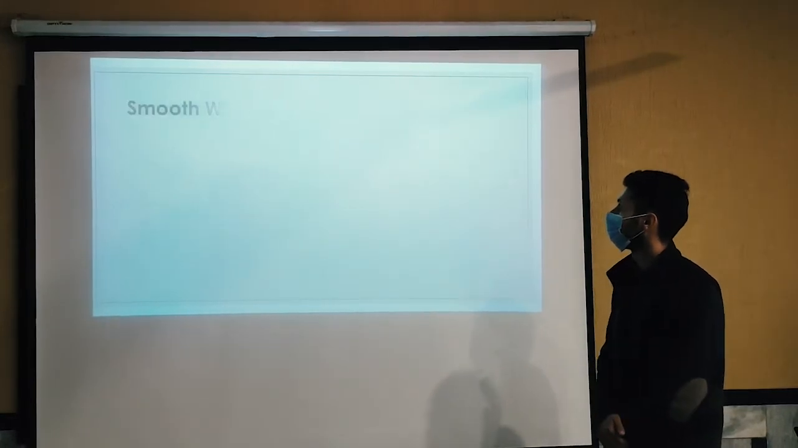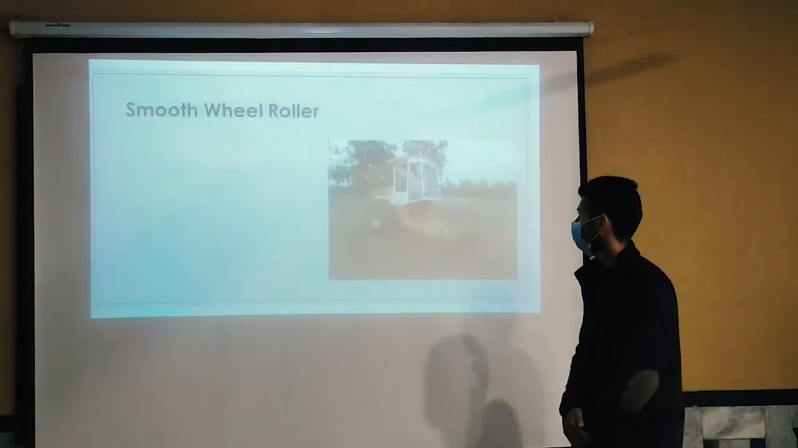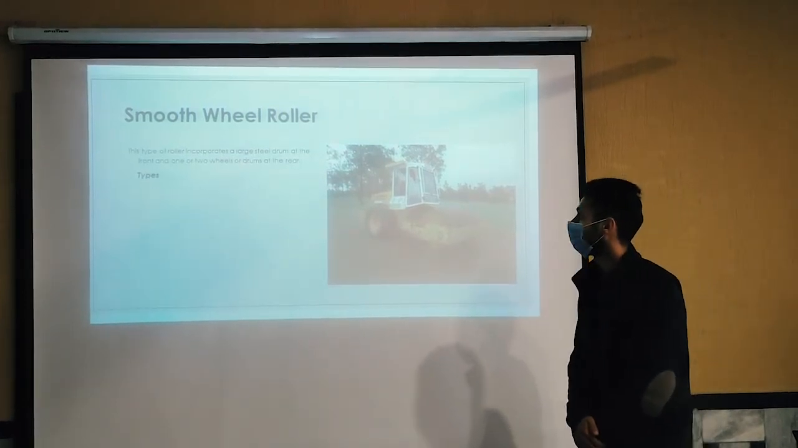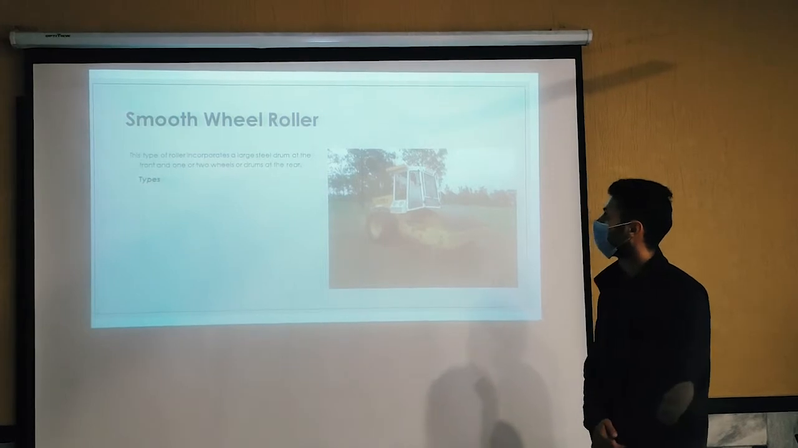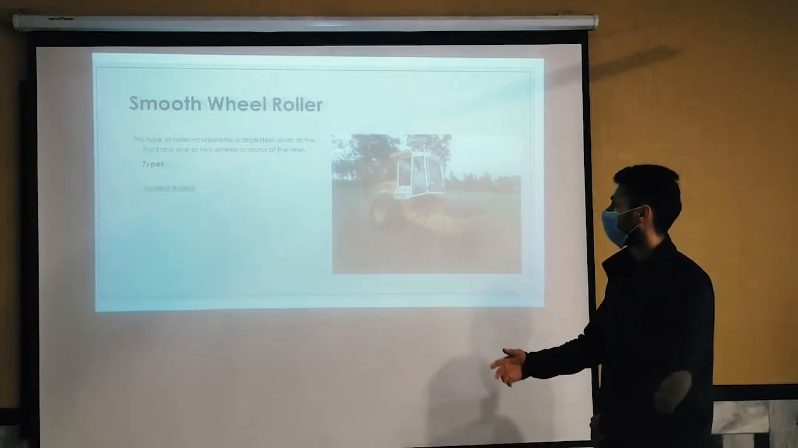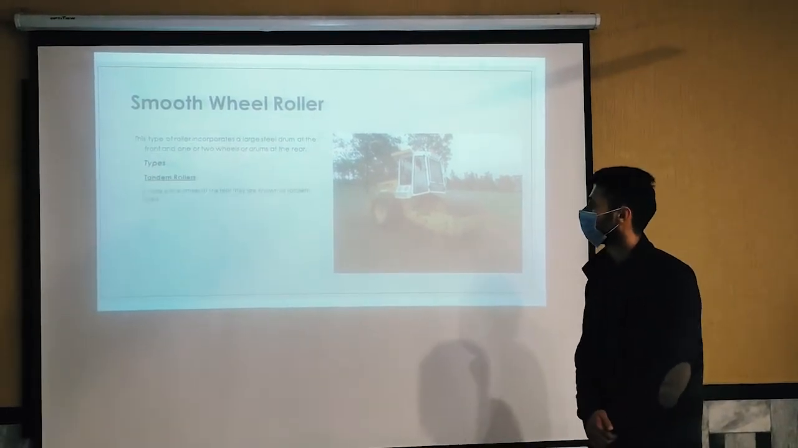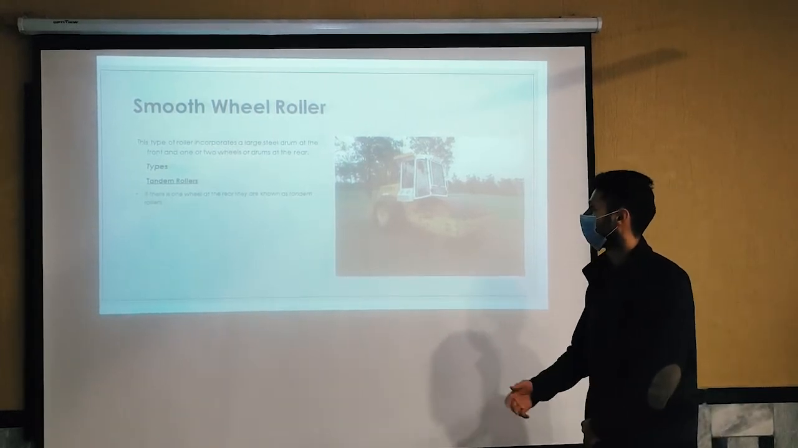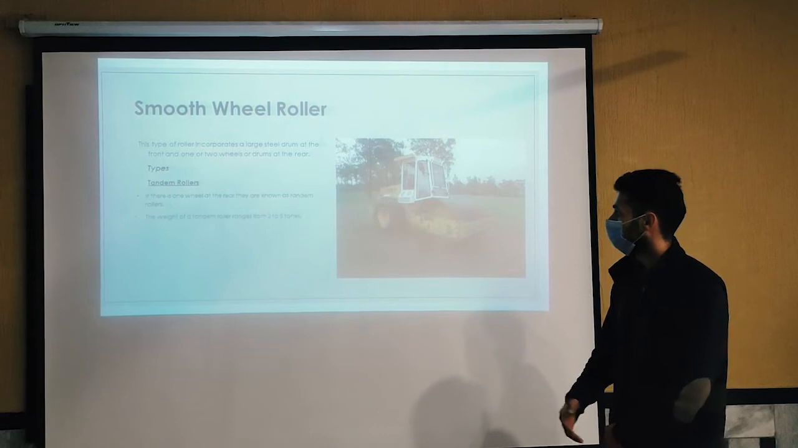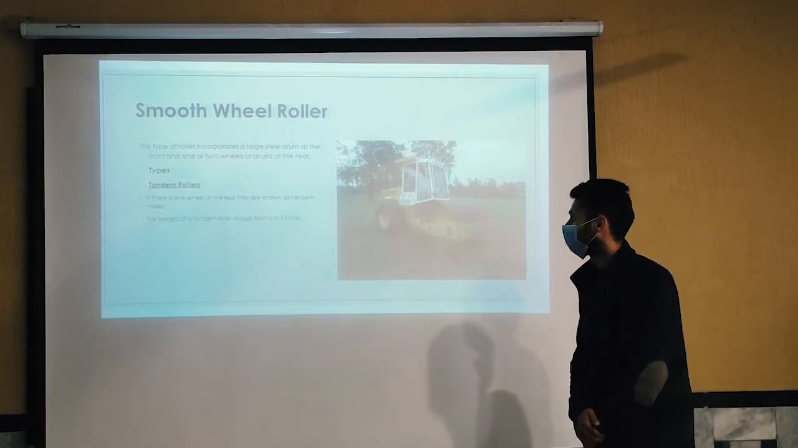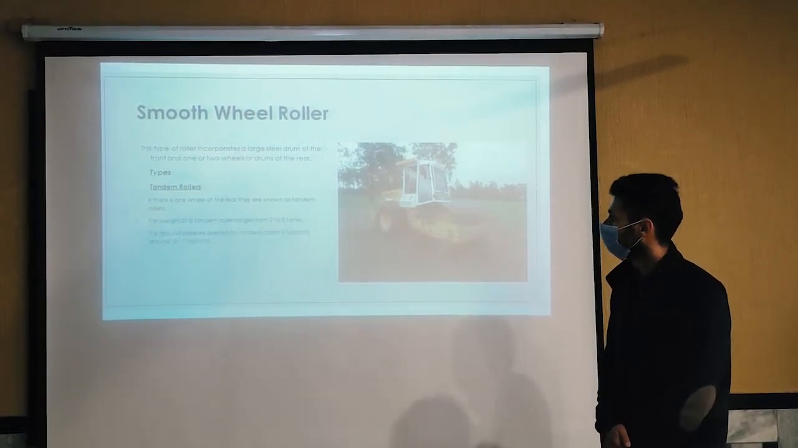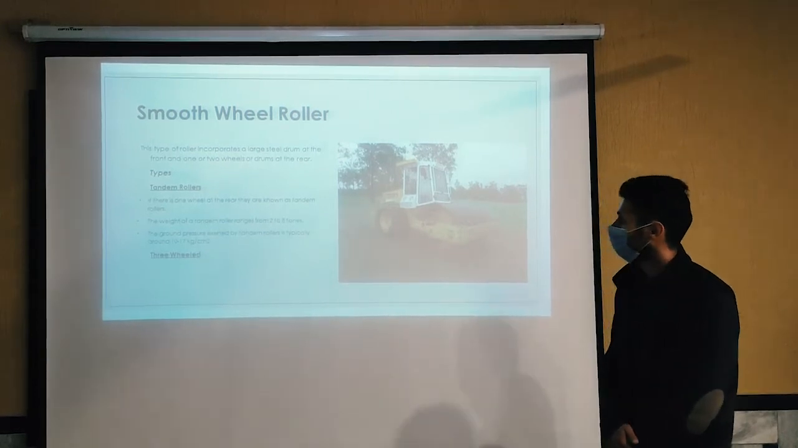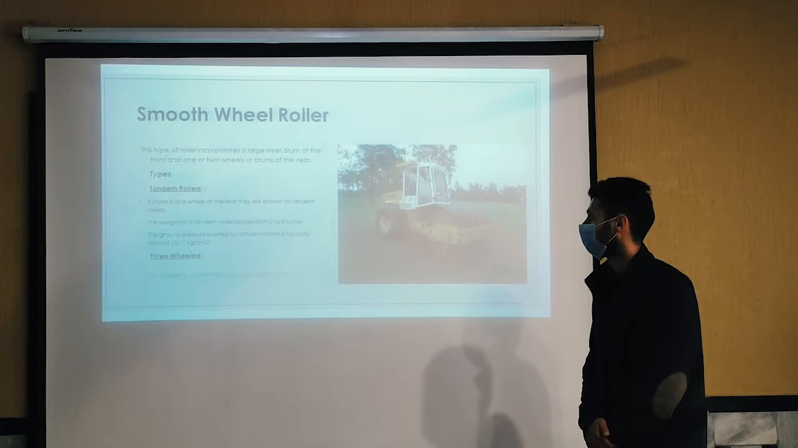Let's start with the smooth wheel roller. This type of roller incorporates a large steel drum at the front and one or two wheels or drums at the rear. Basically, there are two types. If there is one wheel at the rear, they are known as tandem rollers. The weight of a tandem roller ranges from 2 to 8 tons. The ground pressure exerted by the tandem roller is typically around 10 to 17 kilograms per square centimeter.